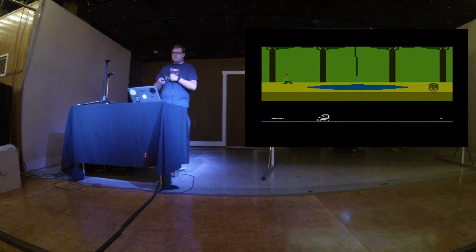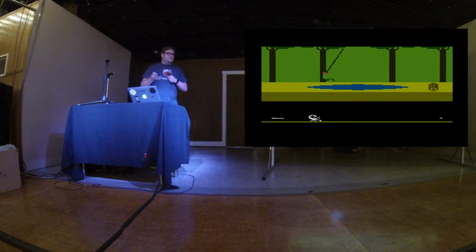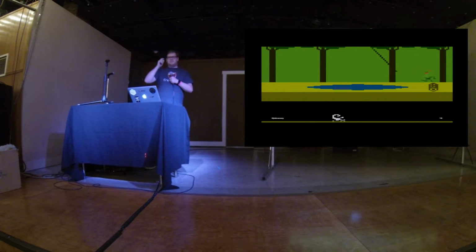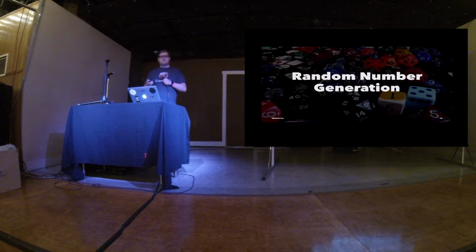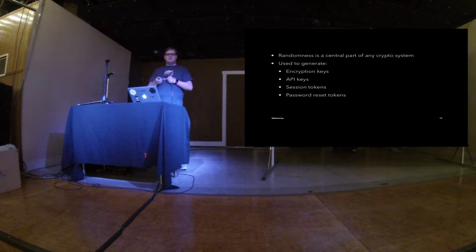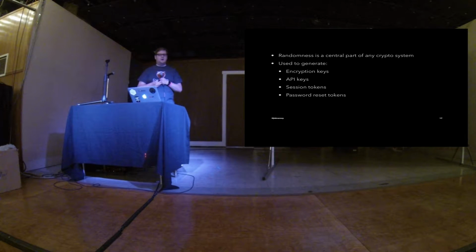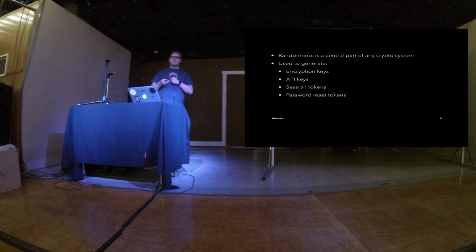So I did promise pitfalls, so let's talk about those. The first place to talk about is random number generators. Randomness is a core part of any crypto system. We use it for encryption keys and session tokens and password reset tokens. So if we're not getting good random data, oftentimes that could be a very big problem.